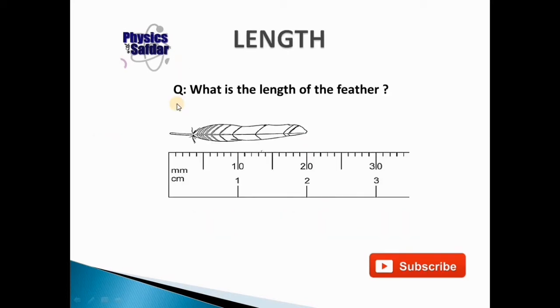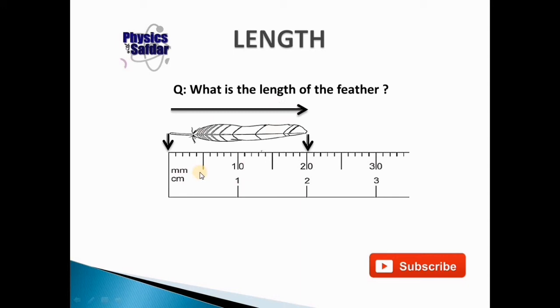Now move on to the exercise. I took this question from the past papers, and it will help you to understand how to measure the length of objects by using a meter rule. Look at the picture. What is the question we have? What is the length of the feather? First of all, you will select where is the starting point of the feather. So this is the starting point and this is the ending point. And we need to measure this portion. That will be the length of feather.